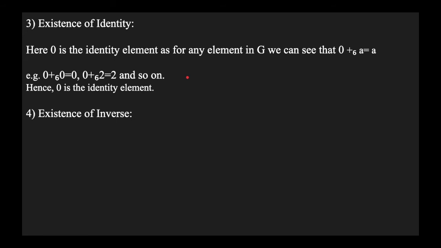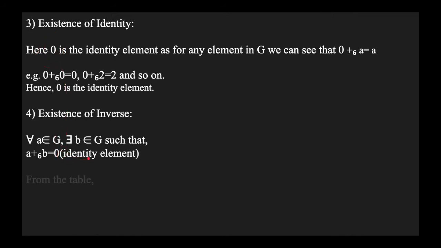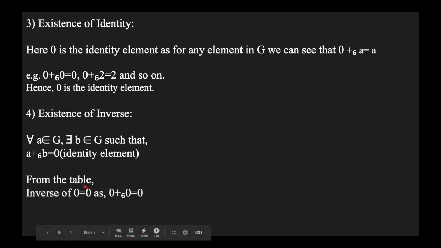Now fourth, existence of inverse. For every a belonging to G, there must be b belonging to the set such that a plus 6 b equals 0. That means for every a there has to be a b such that the result is the identity element. Here the identity element is 0, so we have written 0. Now from the table, the inverse of 0 is 0. In the same way, the inverse of 1 is 5, as the addition modulo 6 is 0.